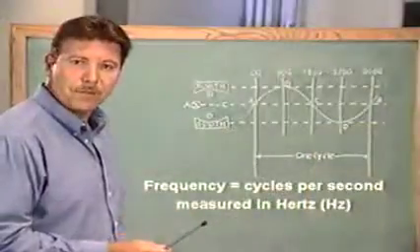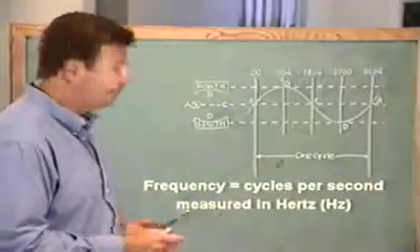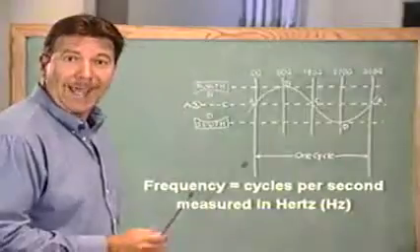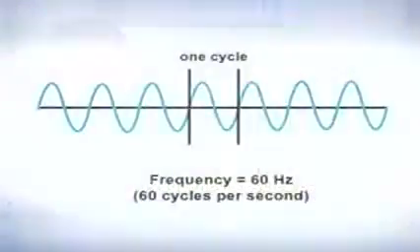The number of cycles that are completed in 1 second is called the frequency and is measured in hertz. In most areas of the United States, the frequency of AC power is 60 hertz, or 60 cycles per second.